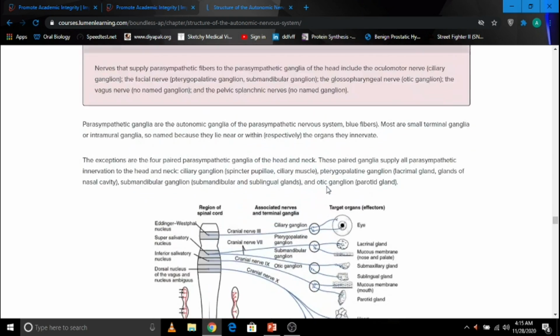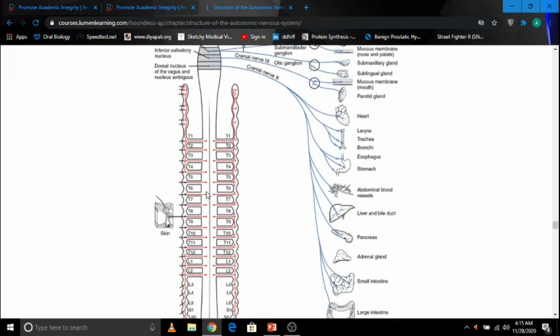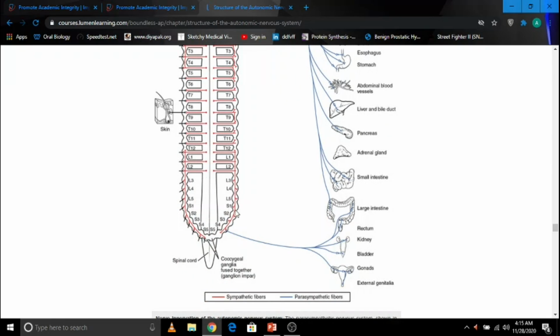And this is all the cranial part. You know that the parasympathetic division also has a sacral part of the spinal cord: the sacral region of the spinal cord from S2 to S4 forms the parasympathetic division. The sacral division of the parasympathetic controls the kidney, the rectum, the bladder, gonads or external genitalia.